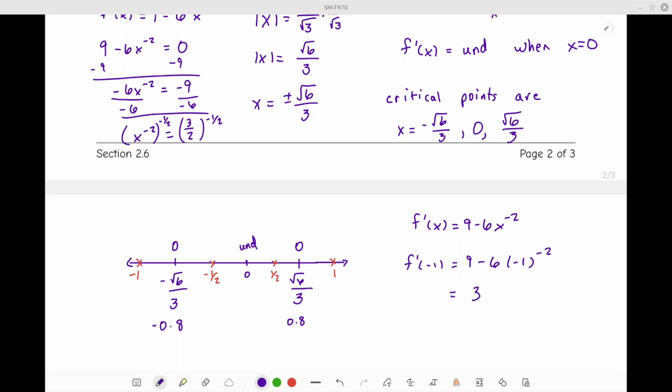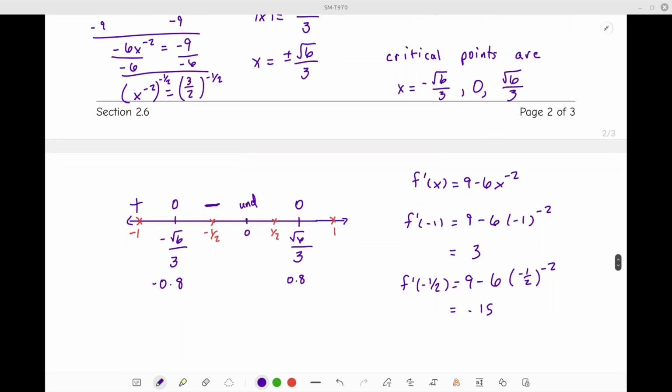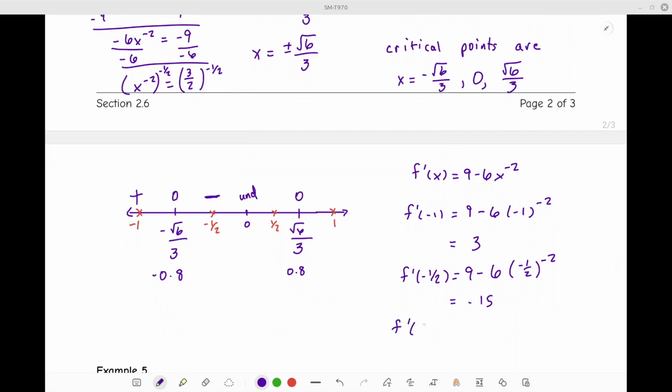And we get 3. So I'm just going to put a big plus sign there for positive. And then f prime of negative 1/2, which would be 9 minus 6 times negative 1/2 to the negative 2. That comes out to be negative 15. Again, a big minus sign there to mean negative. And then f prime of positive 1/2, which is 9 minus 6 times 1/2 to the negative 2. Let's see what that comes out to be. That's also negative 15. So we got a negative there.